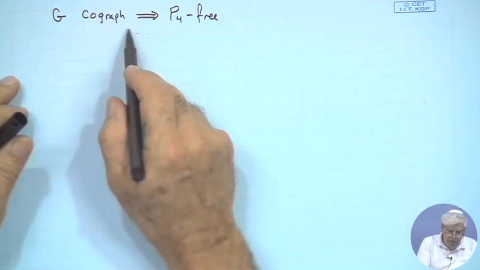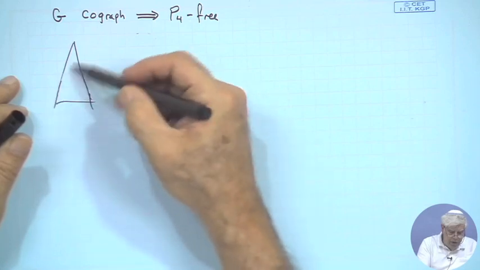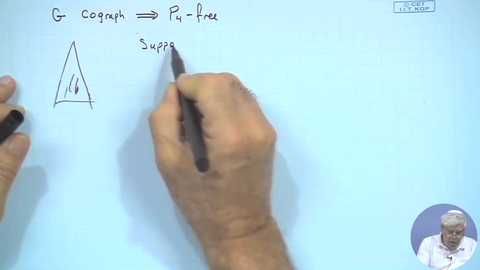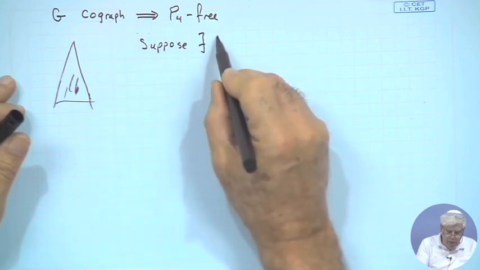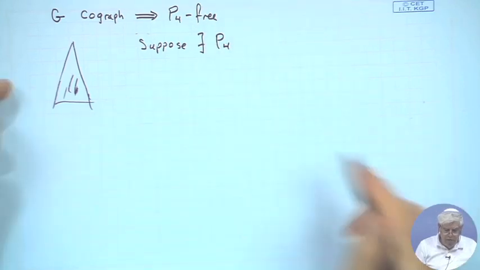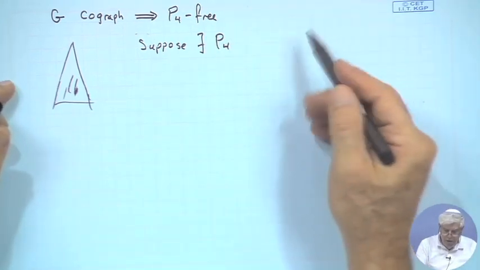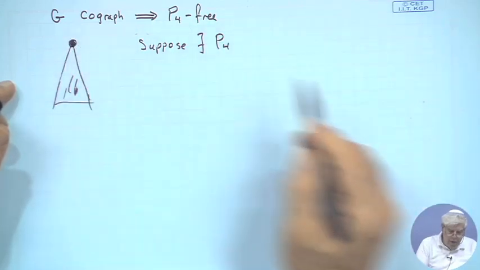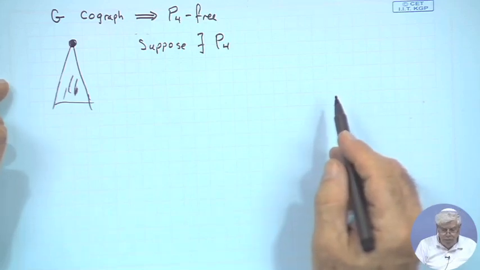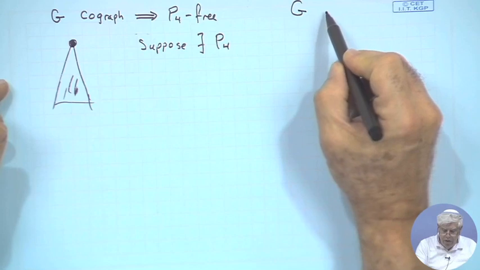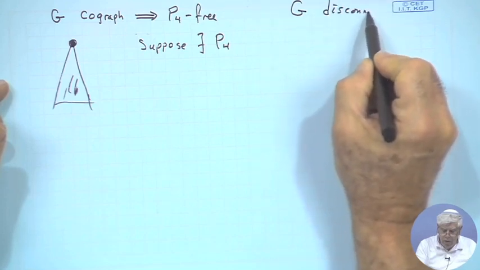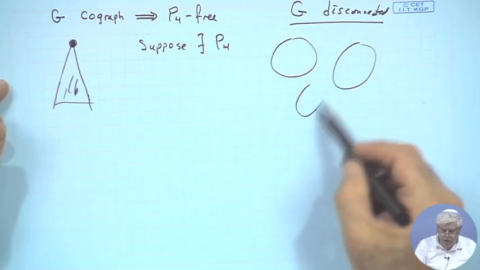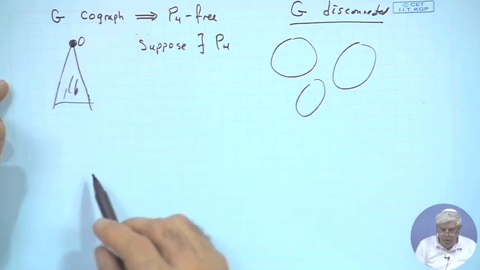Well, suppose it's a CoGraph. I have a CoTree representation for it. And suppose, to the contrary, there exists a P4 somewhere in the graph. Here's my graph on the right. Well, what is the node at the top of the CoTree? What's its label? Either my graph G is disconnected. If it's disconnected, so it has a bunch of different connected components, the label is 0.